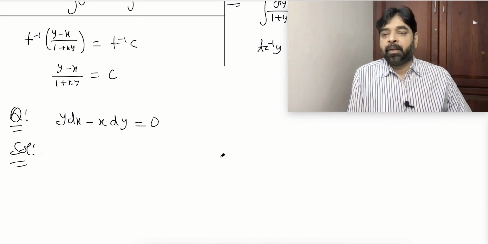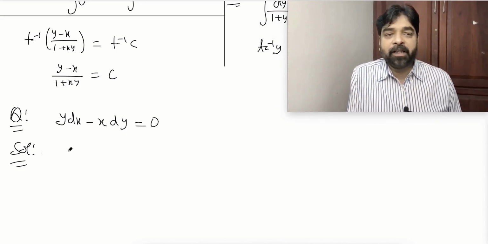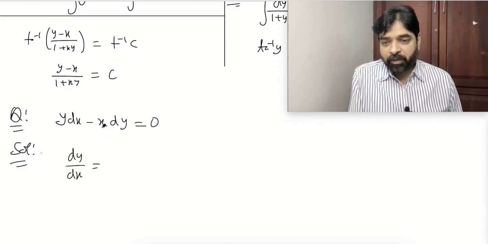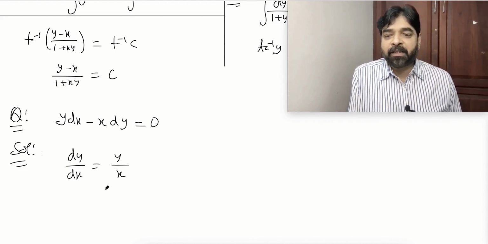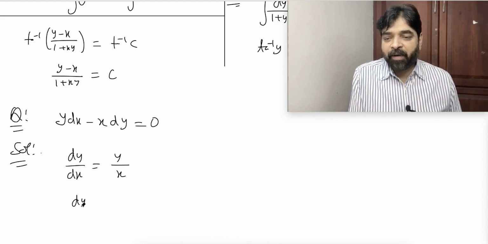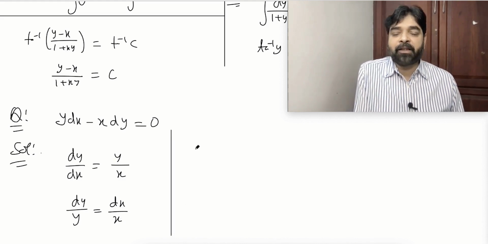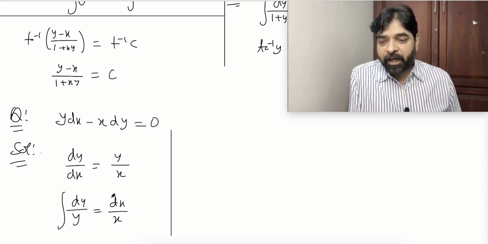Now, for this question, what exactly should we do? y dx minus x dy. First I will write it in the form of dy by dx. So I will say dy by dx equals, shifting this side, y by x. Shifting the x variable to one side, the y variable to the other side. So we will say dy by y equals dx by x. I am doing it by the lengthy method. This question should not be done this way, but for the time being it's okay. x variable one side, y variable another side, integrate both sides.